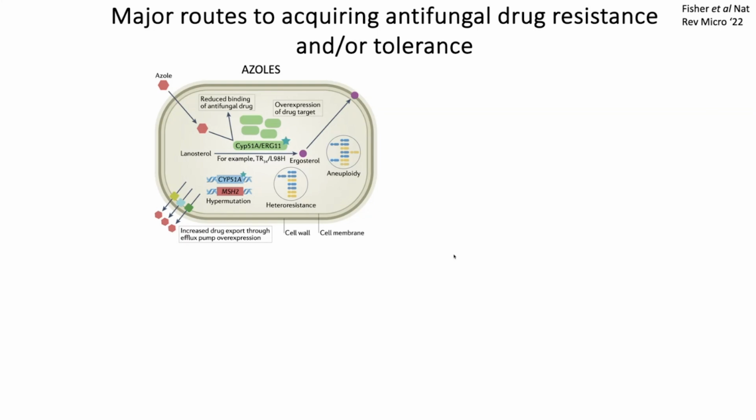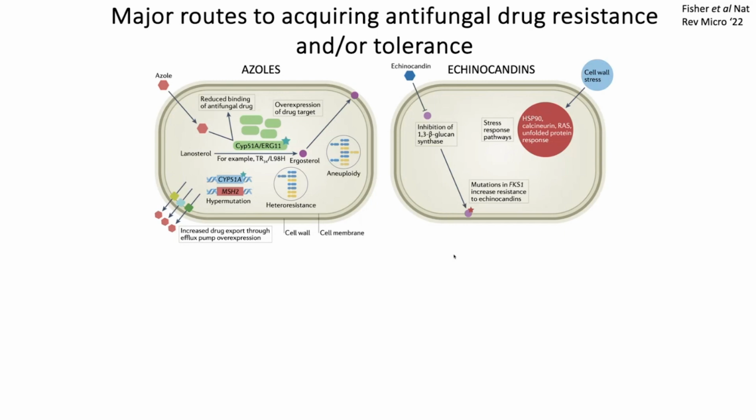But certainly pumping the drugs in and out, overexpressing the drug target, evolving SNPs, mutation rates are important, and then just booting up chromosomes through heteroresistance or aneuploidy, copy number variation are very, very important in building resistance to azoles. There's the target, the cell membrane. Echinocandins, the class of drugs that target the cell wall. Again, SNPs are very noticeable and easily recognized in the key genes there.